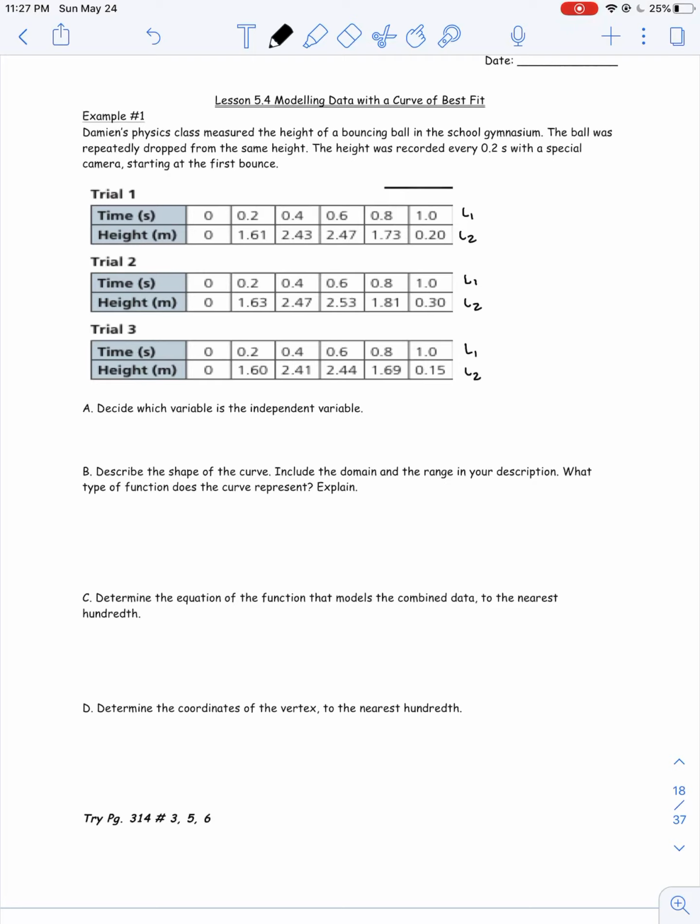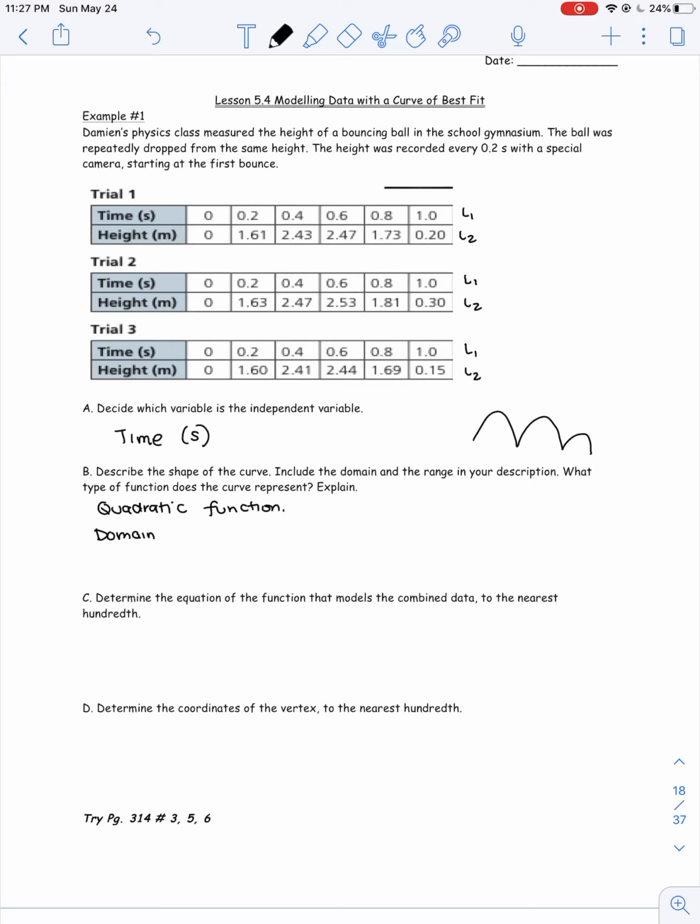So we need to decide which variable is the independent variable. So time is our independent variable. The shape of this, if you look, a bouncing ball will do something like this. So this is actually going to be modeled by a quadratic polynomial. A quadratic function is what the curve will actually look like.